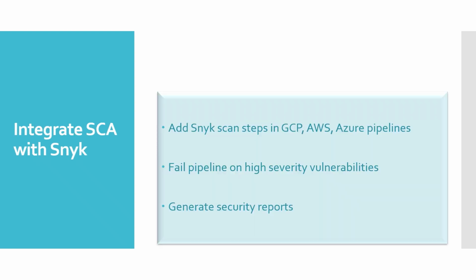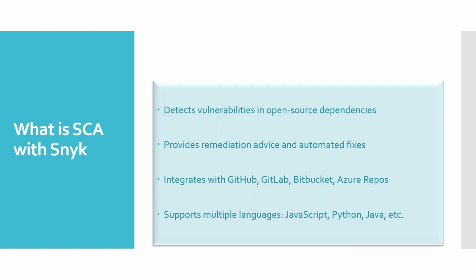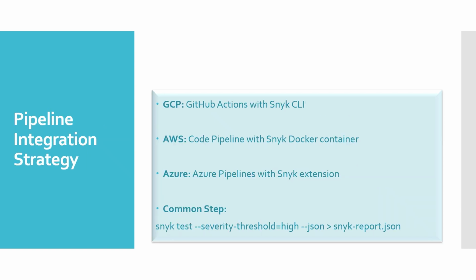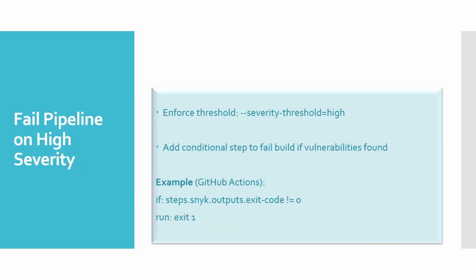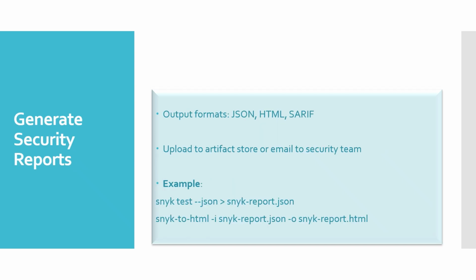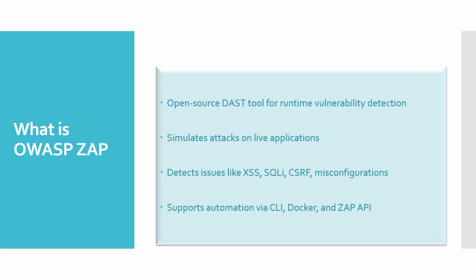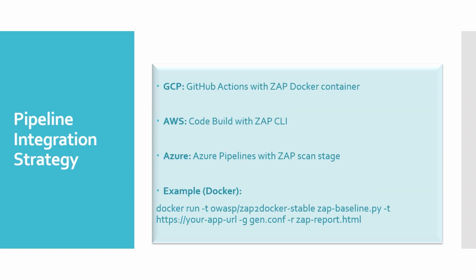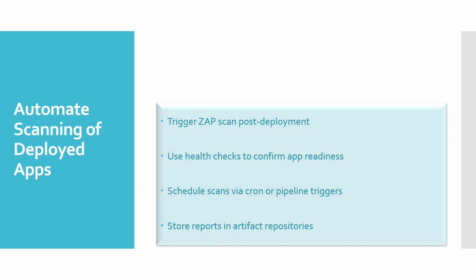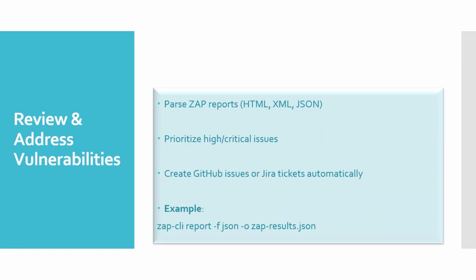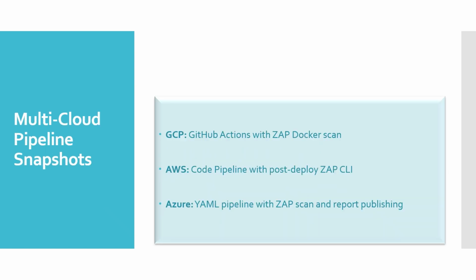Infused software composition analysis with Snyk that finds vulnerabilities in open source: Snyk CLI, Docker container, and extension. Added a condition to fail the build if a vulnerability is found. Generated security reports as well as integrated DAST with OWASP ZAP as its black box for security testing of the running application. Integrated in the pipeline to automate scanning of deployed apps, as well as reviewed and addressed vulnerability actions too.